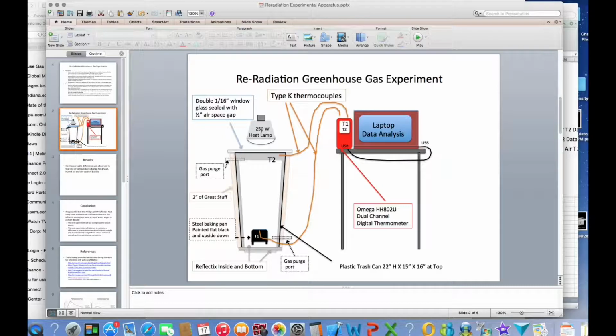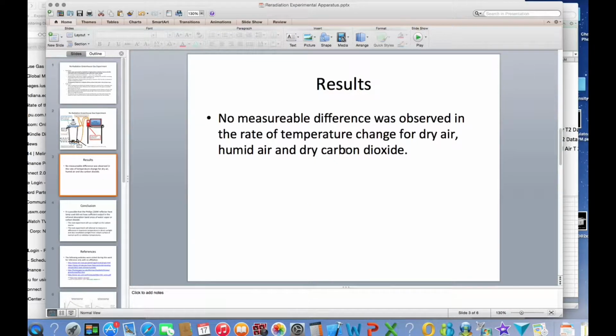But the idea was that this heat lamp would shine down through whatever gas was in here, and it may or may not be absorbed by the gas on the way down, and then hit this flat black surface. This would heat up, then I'd turn off the heat and let this heat re-radiate back out through here, and then measure those differences in temperature over time and see what it looks like. Quickly, my results were I measured no difference in rate of temperature change for dry air, humid air, or dry carbon dioxide. So I'm going to show you my data.